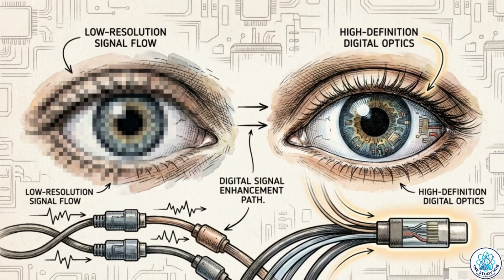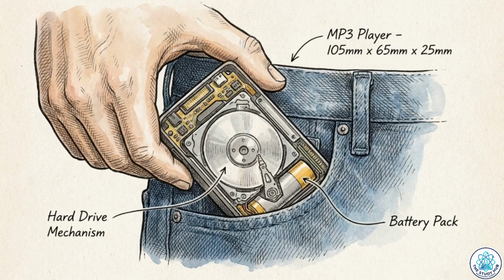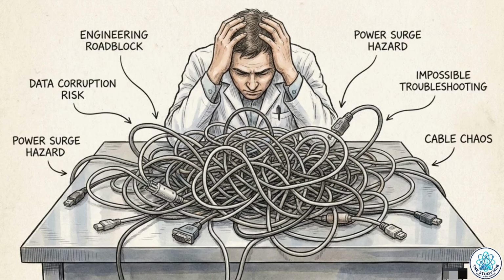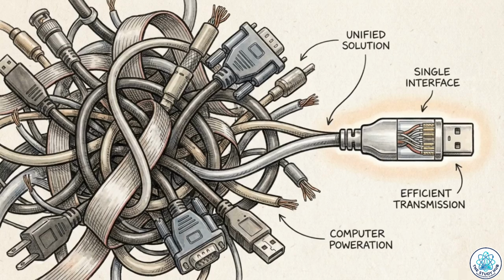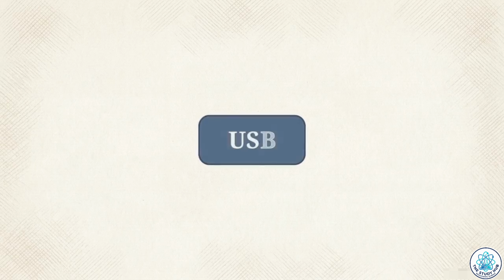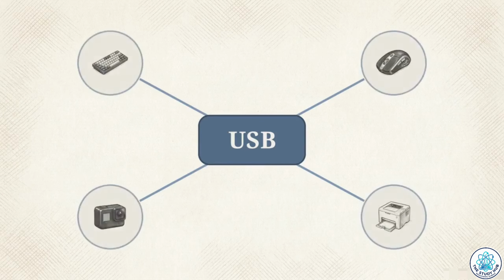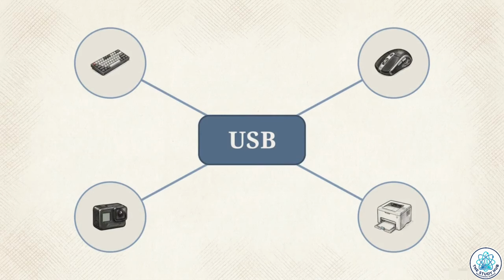As displays demanded perfectly sharp digital signals and portable gadgets shrank to fit into our pockets, forcing users to untangle a separate proprietary wire for every component became an absolute engineering roadblock. The industry's solution to this physical mess was the Universal Serial Bus, or USB. Its core mission was to eradicate the tangled web of proprietary connectors and run multiple devices through one standard interface.